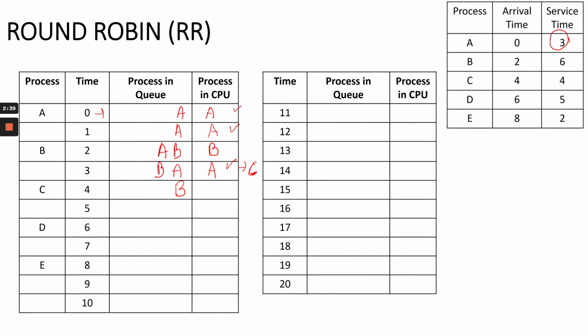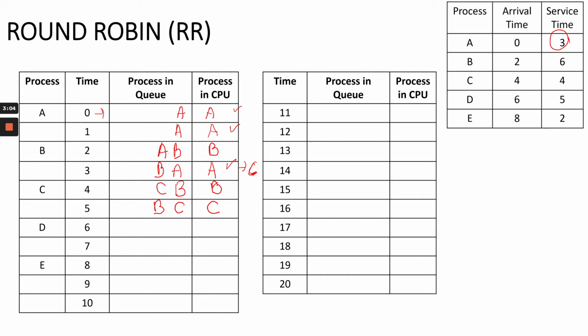At time 4, process C arrives, and process B is selected to run in the CPU because process B is at the front of the queue. At time 5, process B is preempted, and now process C is run in the CPU.